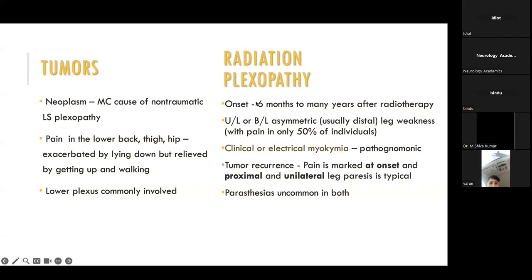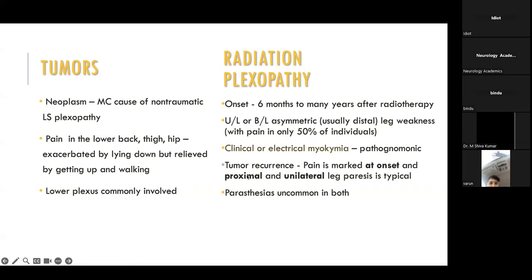In patients with tumors, plexopathy occurs due to radiation or else tumor recurrence. Here we can see tumor radiation plexopathy. The onset of symptoms is usually 6 months to many years after the radiotherapy. The symptoms can be unilateral or bilateral, asymmetric, and usually the distal muscles are involved. Distal leg weakness is observed, with pain in only 50% of patients. EMG can show electrical myokymia, and the patient can also have clinical myokymia, which is pathognomonic for radiation plexopathy.